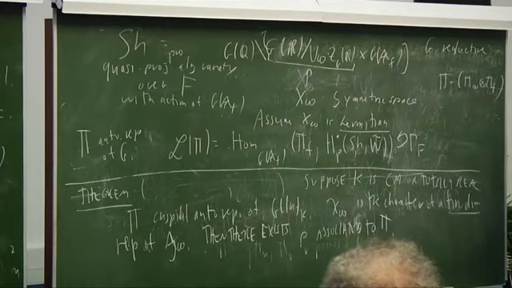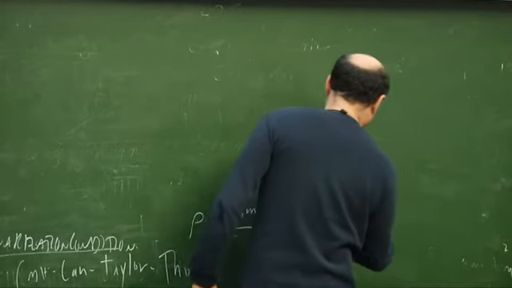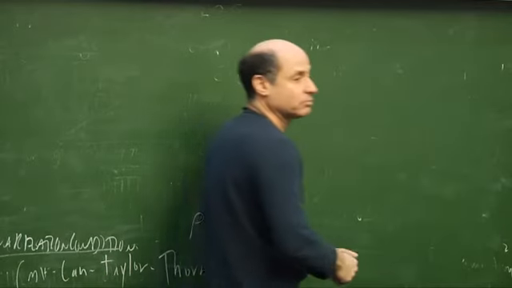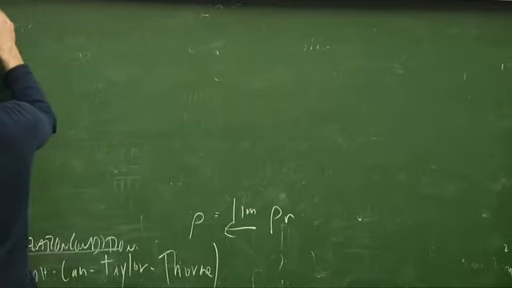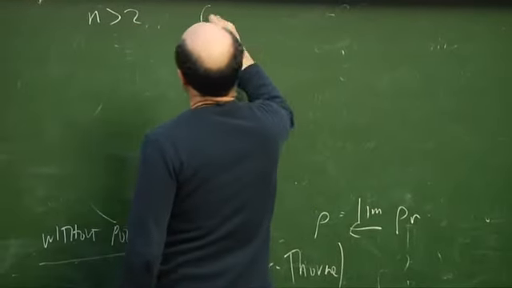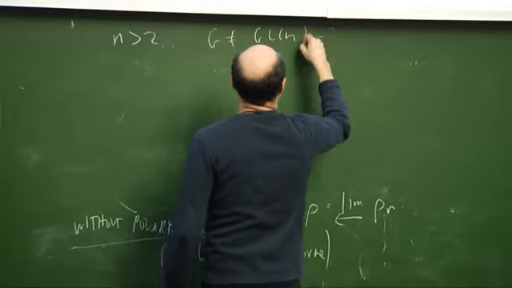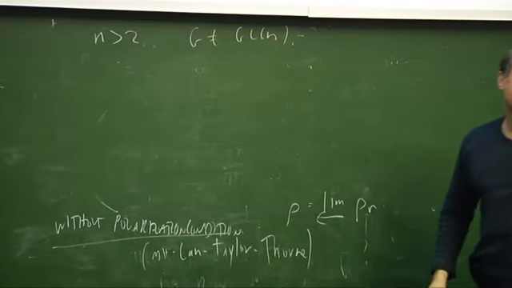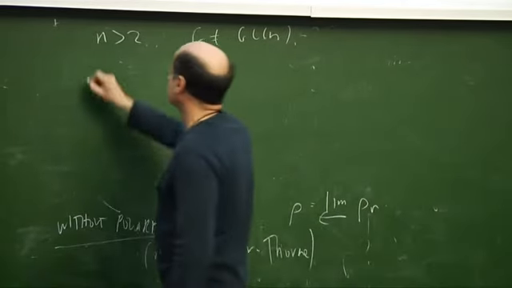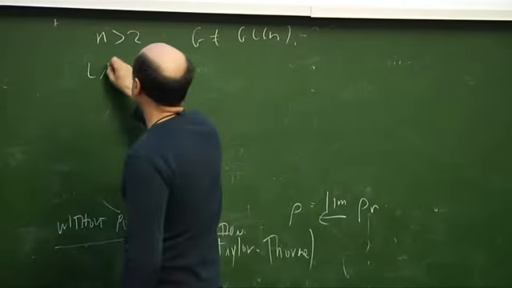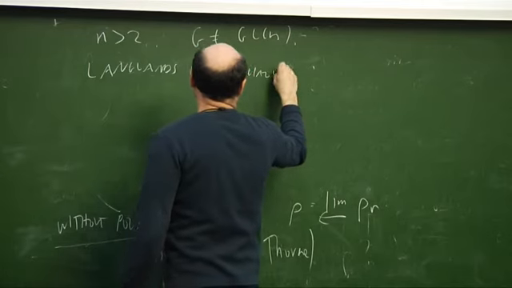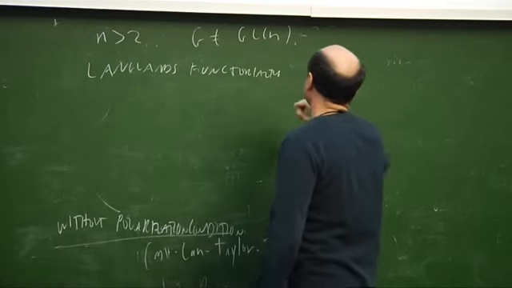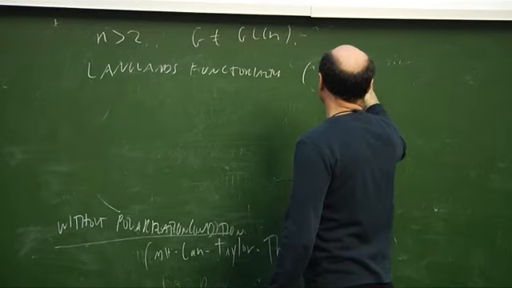First of all, for n bigger than 2, the group G is never GLN, because the symmetric space attached to GLN is not Hermitian. So for n bigger than 2, G is not going to be GLN. So we need Langlands functoriality. This is surely on the side of automorphic representations; this is twisted endoscopy.